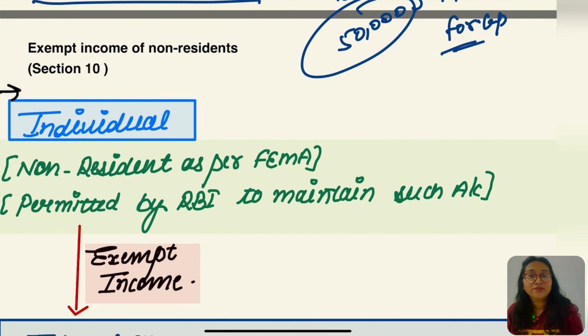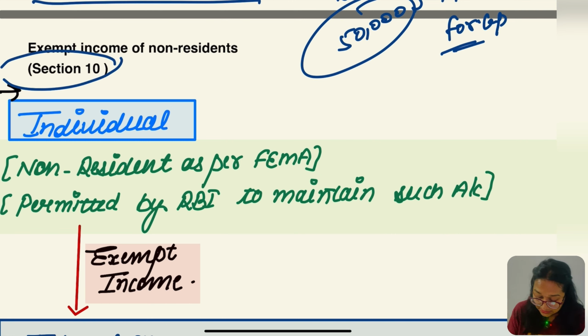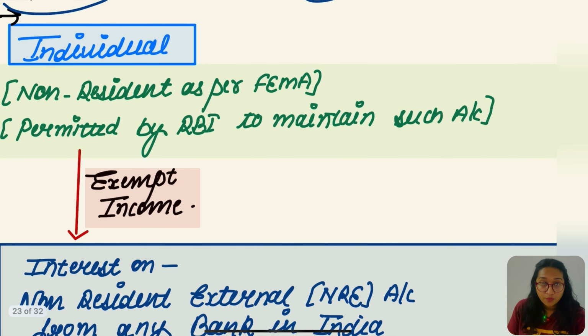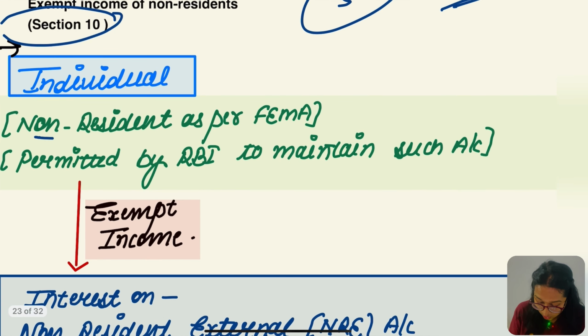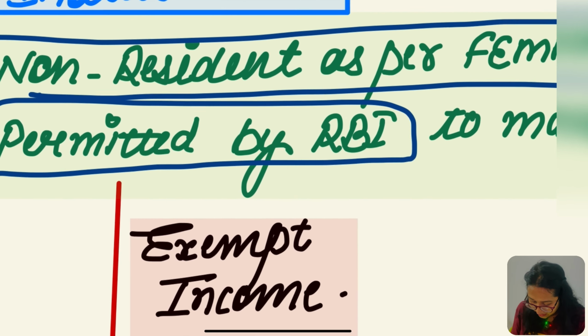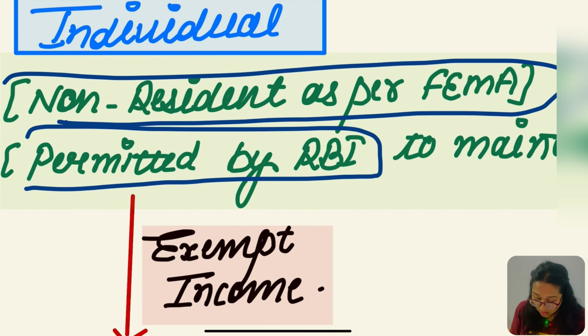Now let's go for some of the exempt income for the non-resident. Section 10 says about the exempt income of non-resident. Let's check out what they are. If the individual, which individual? A non-resident as per FEMA, or a person who is permitted by RBI. Let's read till here.